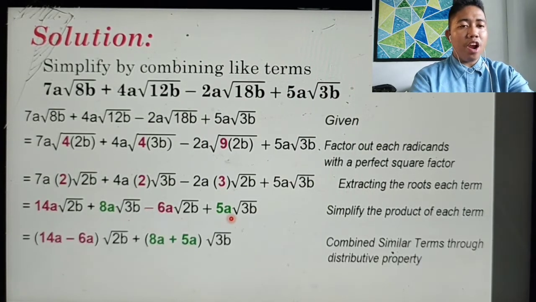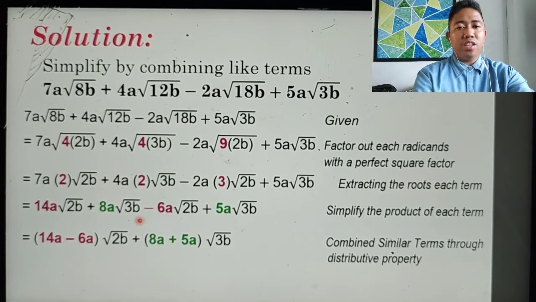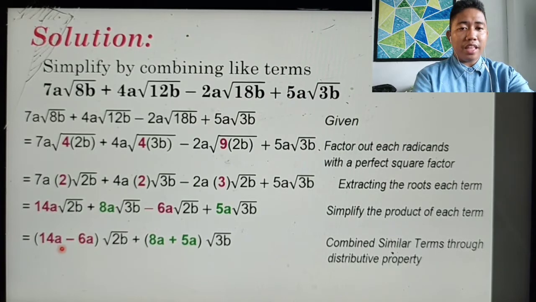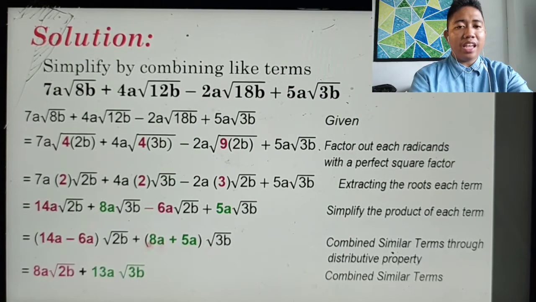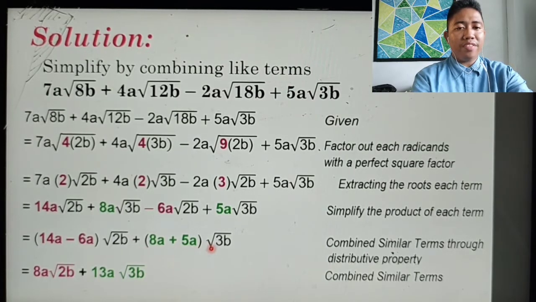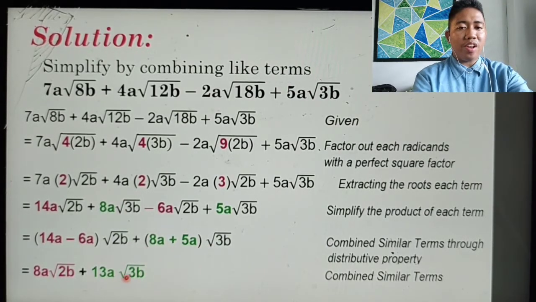By doing this, we are combining similar terms, each of their different radical terms, using the distributive property. So 14a minus 6a, it becomes like this. That is the outcome using the distributive property. Same with the green ones, 8a and 5a, so 8a plus 5a times the square root of 3b. And 14a minus 6a becomes 8a square root of 2b, and 8a plus 5a square root of 3b becomes 13a square root of 3b. And that is our final answer.